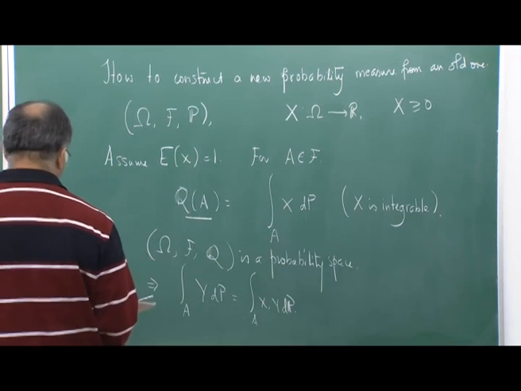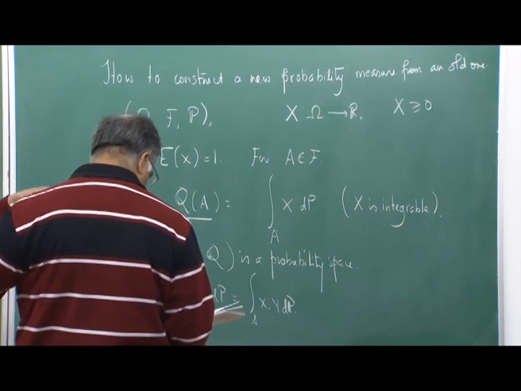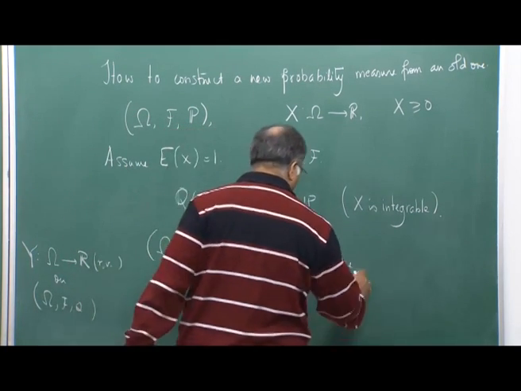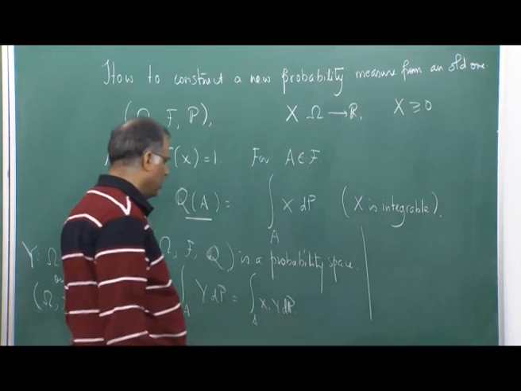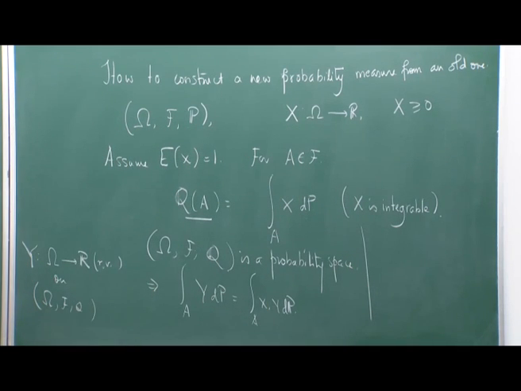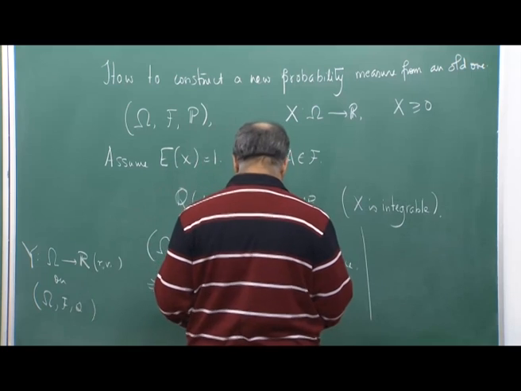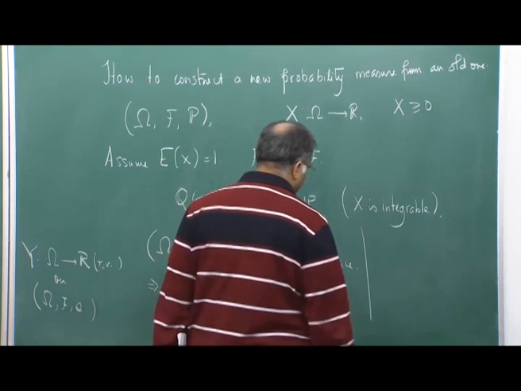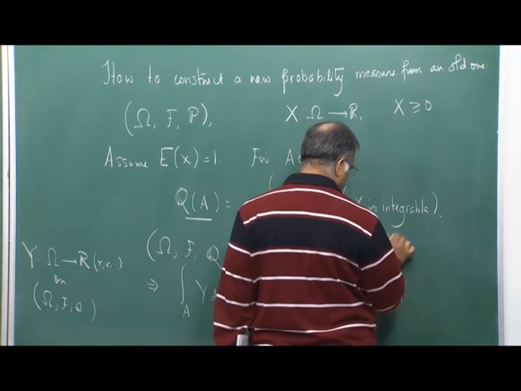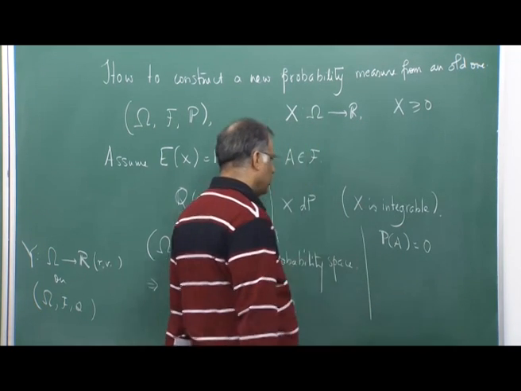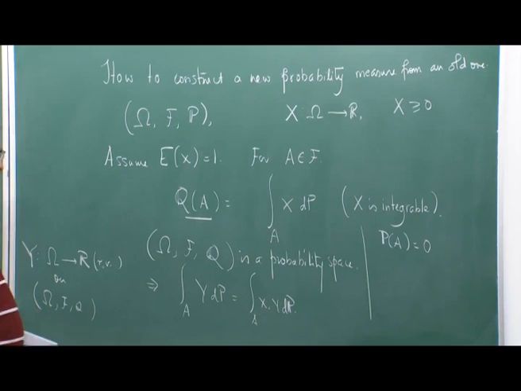In finance it is very important to know how to move from one probability measure to the other. An important result that can be shown is that suppose P of A is 0.